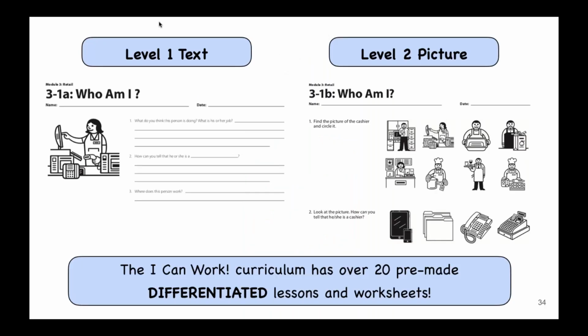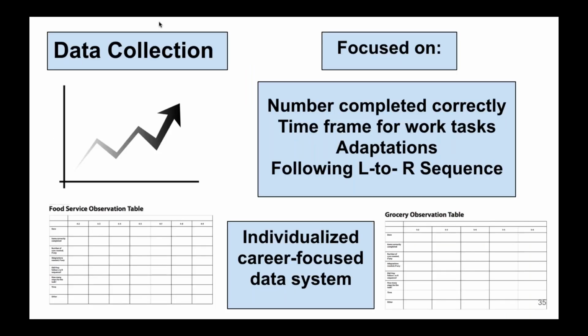So one thing with ICore Work is that there's over 20 pre-made differentiated lessons and worksheets. Every single lesson and activity comes with 2 levels, a level 1 that is text only, and then a level 2 that is picture supported. With that comes data collection. So you have 2 leveled curriculum pieces that then you're going to be able to individualize and create a career-focused data system.